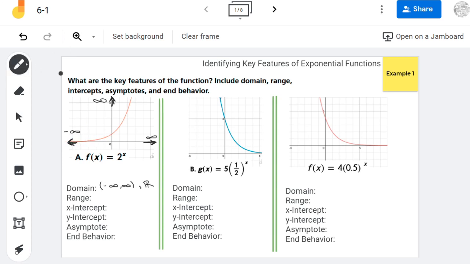So our range in this case actually starts at 0, non-inclusive, and goes up towards infinity. So I would write the range like this. Or they might ask you to write it as an inequality, and so I would say y is greater than 0.